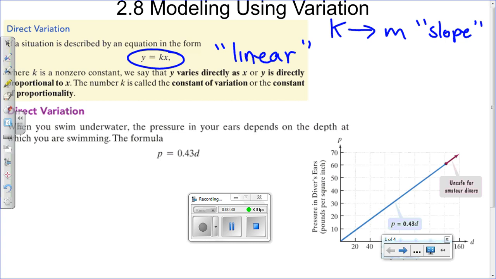But when we talk about variation, we're going to refer to k as the constant of variation. We do not call it the slope. Now, how do we know that it is a direct variation?